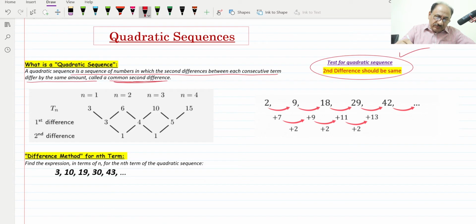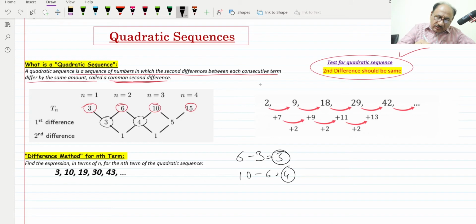Now how are we checking the second order difference? For example, I have taken these two examples. The first term is 3, the second term is 6, the third term is 10 and then 15. If we check the difference between the first and the second term, we always take the second term minus the first term. So it will be 6 minus 3, which is equal to 3. So this first order difference will be 3. Then similarly 10 minus 6 will be equal to 4.